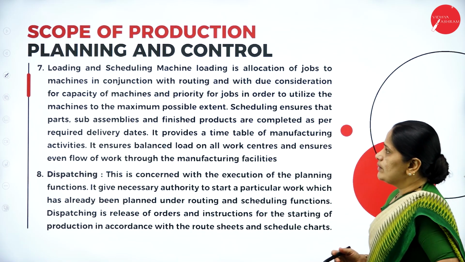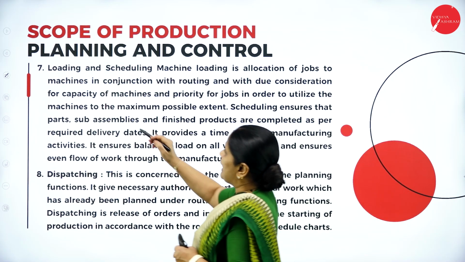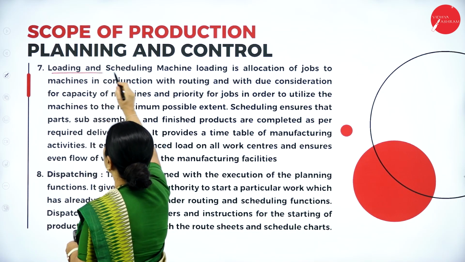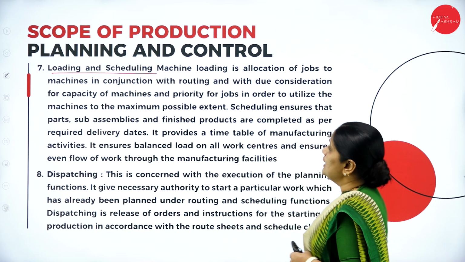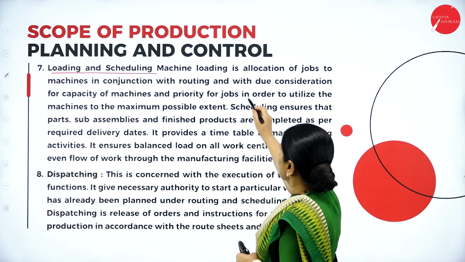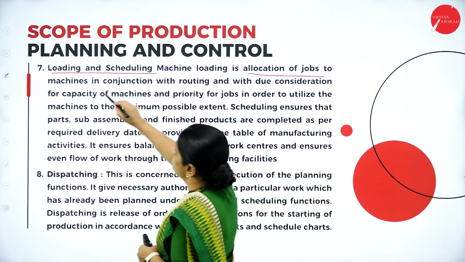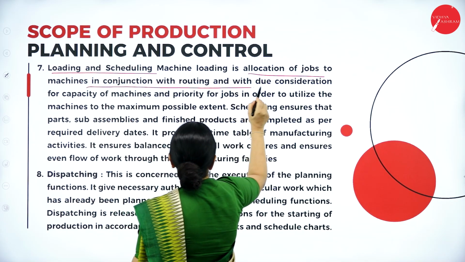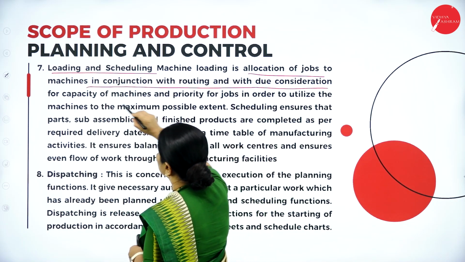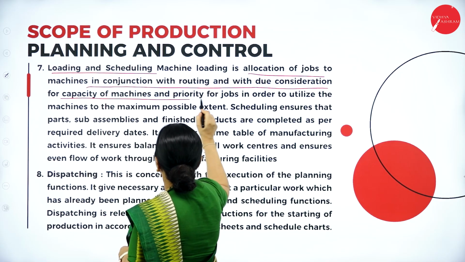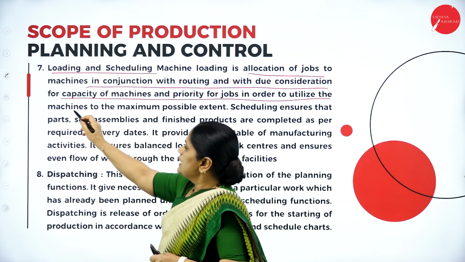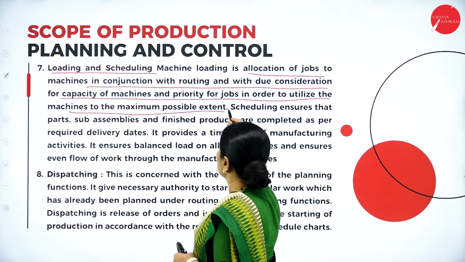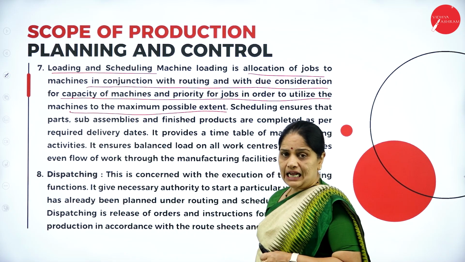Then, the next scope of production planning and control is loading and scheduling. Now here, what do we mean by loading and scheduling? Machine loading is allocation of jobs to machines in conjunction with routing and with due consideration for capacity of machines and priority of jobs in order to utilize the machines to the maximum possible extent.